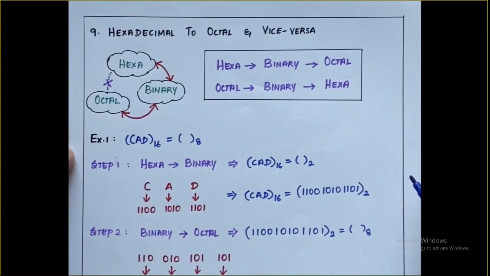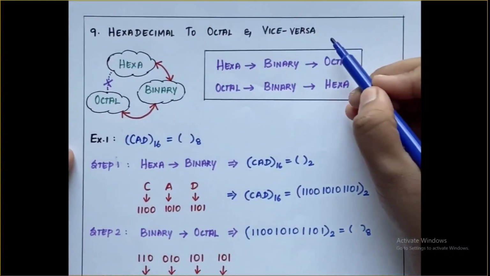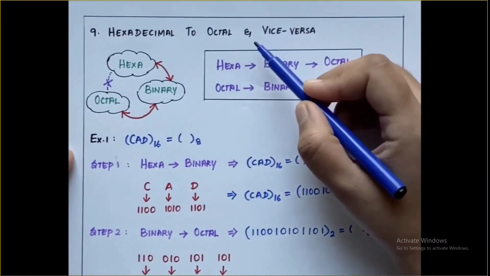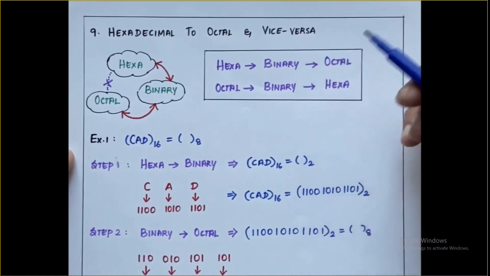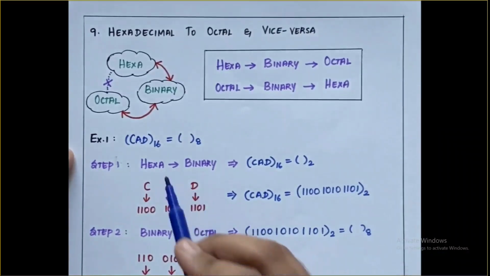So under the conversion of number systems, let's see the last type, which is hexadecimal to octal and octal to hexadecimal conversion. So unlike the other conversions, this conversion is done in two steps. So we'll see the steps first and then we can solve the examples.